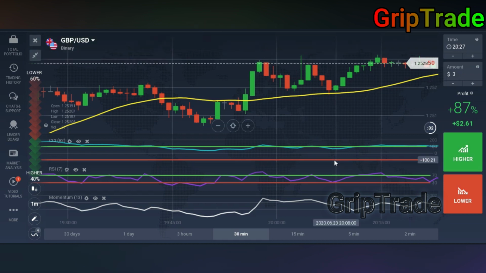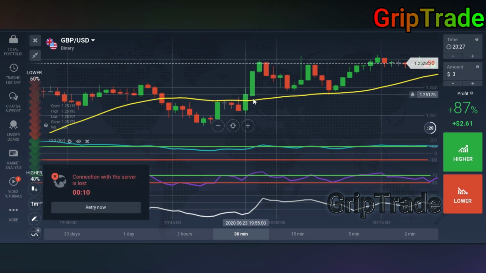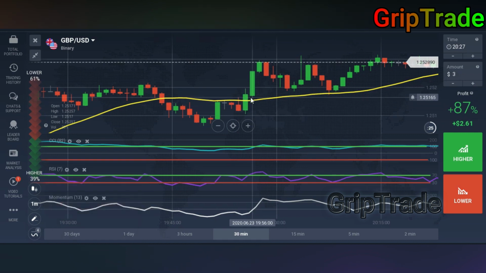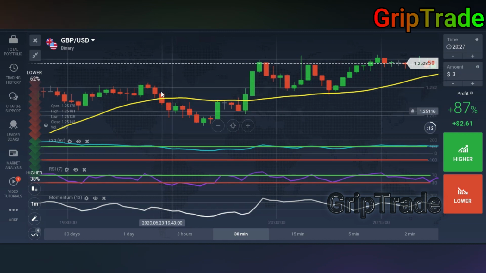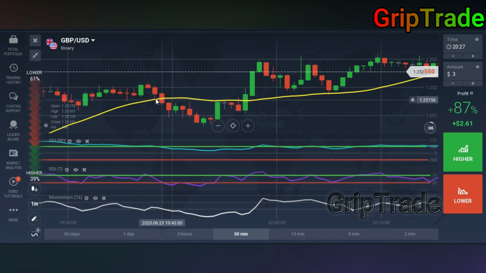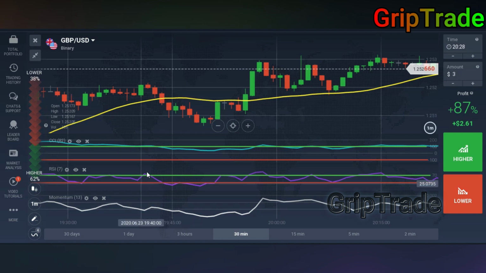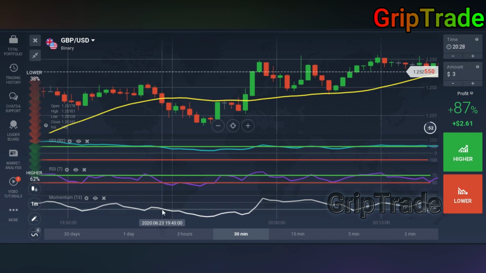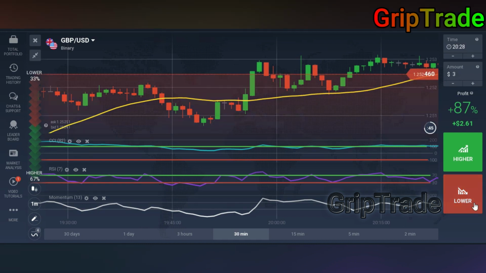Let me tell you that whenever the yellow SMA line intersects or touches the green buy candle, two of these three indicators should touch the upper baselines, which are green color, for RSI and CCI. Similarly, when the yellow SMA line touches or intersects the red candle and indicators touch the lower baseline, two out of three, just like here, momentum also touched the lower baseline and RSI also touched the lower baseline, you need to put a lower trade, a sell trade, a put option.